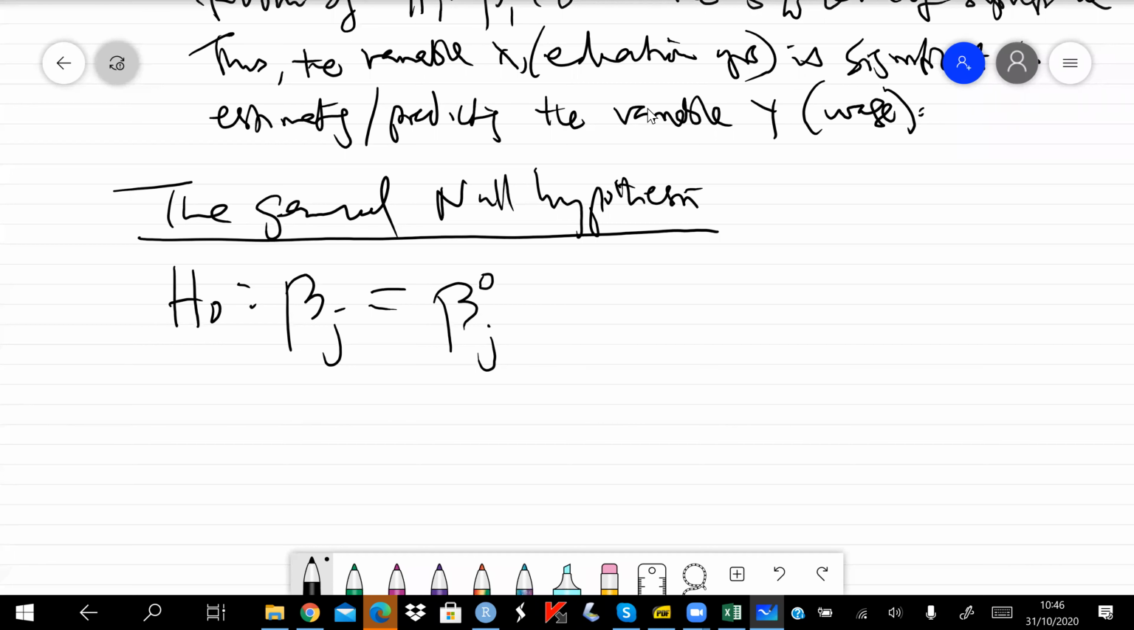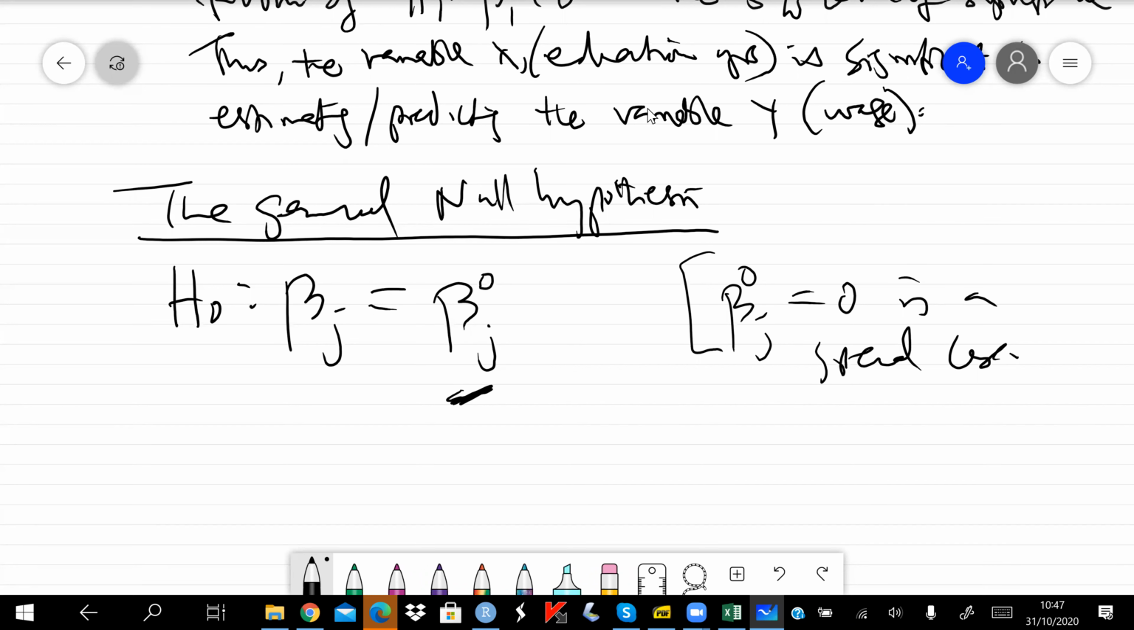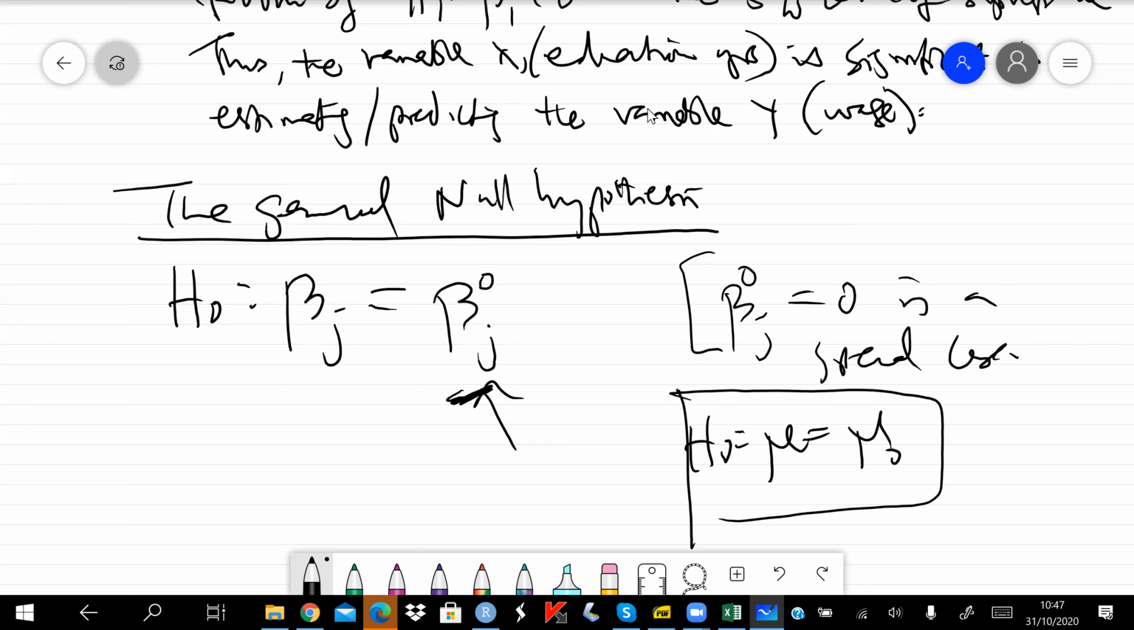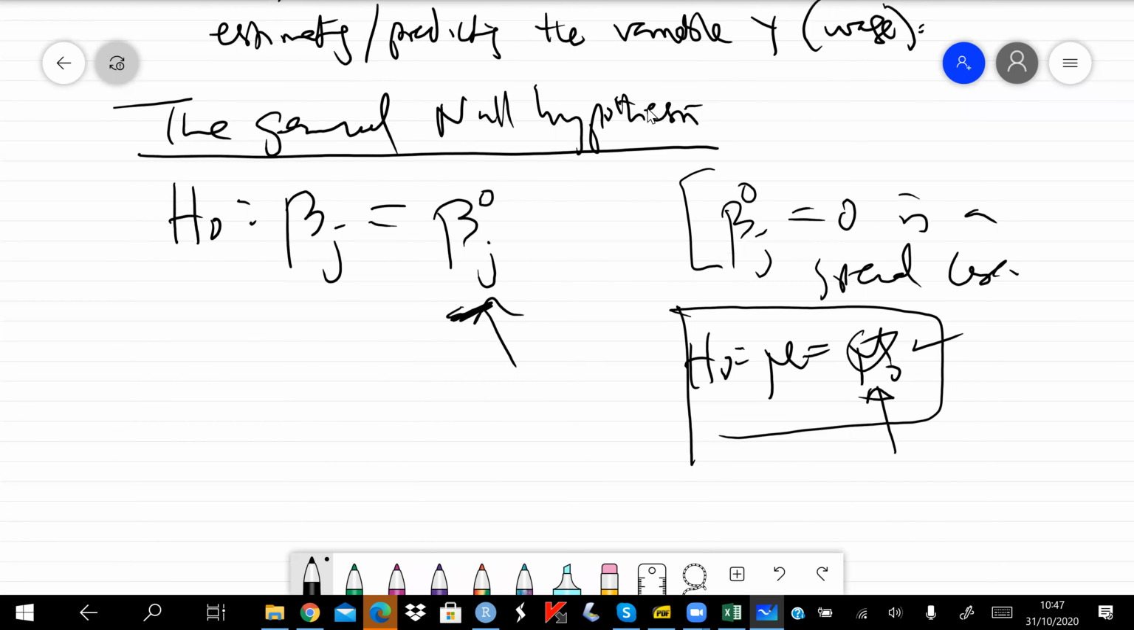The one that we have used up there was a special case of this. Beta j equal to 0 is a special case. If this item is equal to 0, it's just a special case, but here you can put any value. This is analogous to hypothesis testing for the mean, where you have that mu is equal to some mu naught, which can take any value, including 0. If it is 0, that's a special case of the general format.